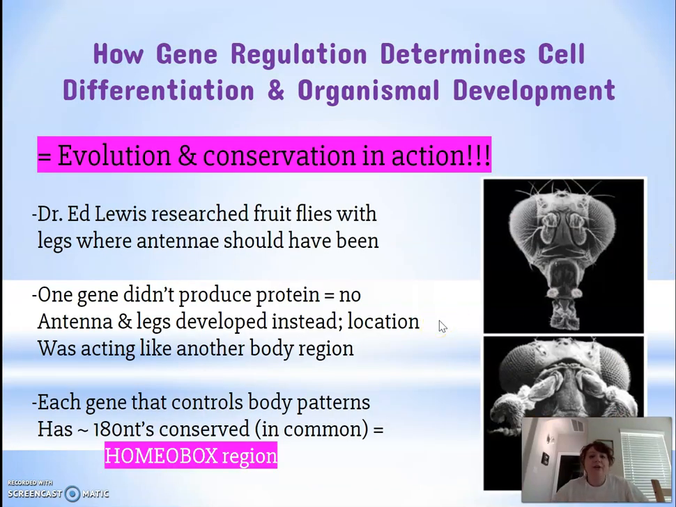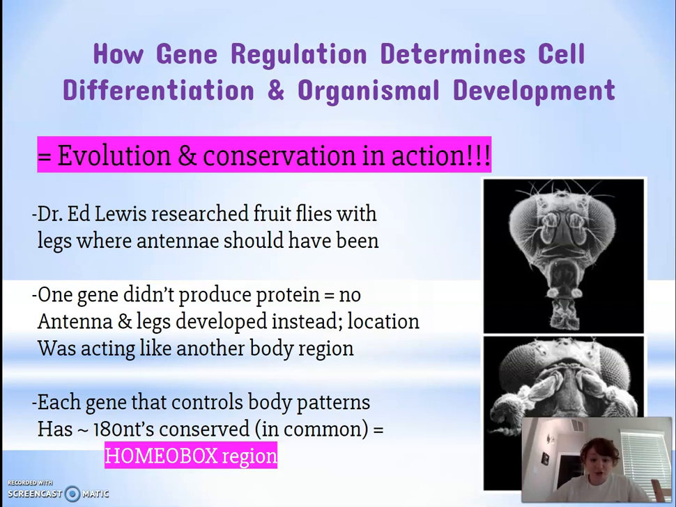So how gene regulation determines cell differentiation and how the organism eventually develops. This is evolution and conservation in action. There's this researcher, Dr. Ed Lewis. He researched fruit flies with legs where antennae should have been. What he realized was that one gene didn't produce protein, so there's no antenna and legs developed instead. The specific gene for antenna didn't produce the protein necessary for it to be expressed, so the location was acting like another body region.